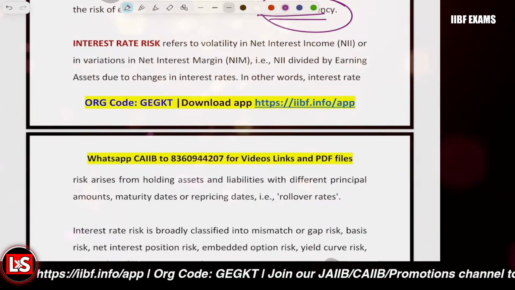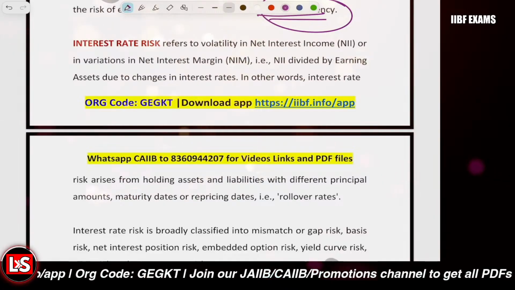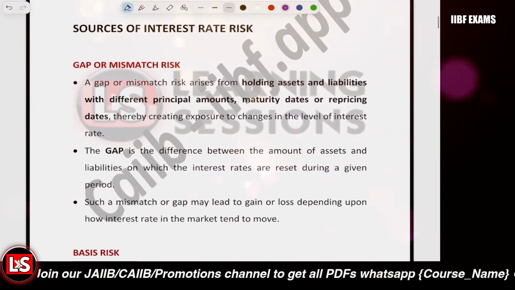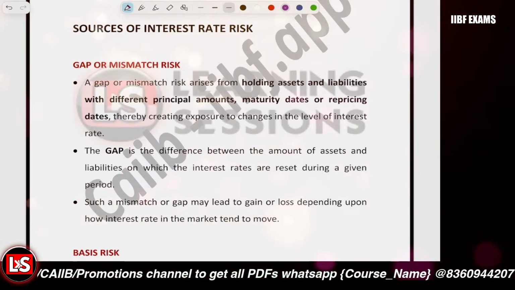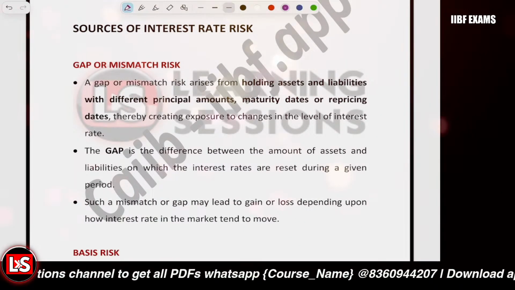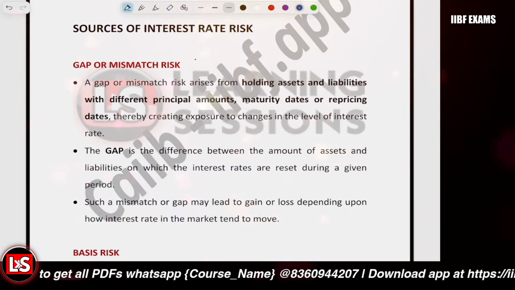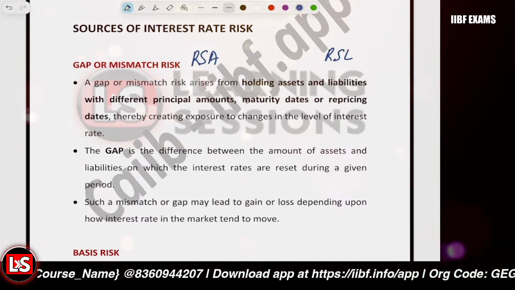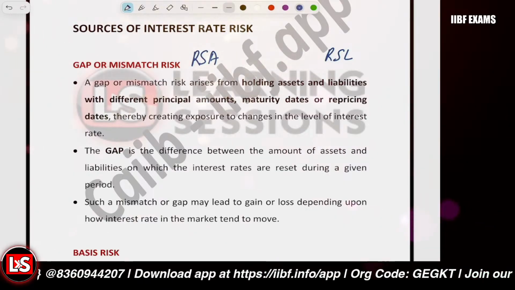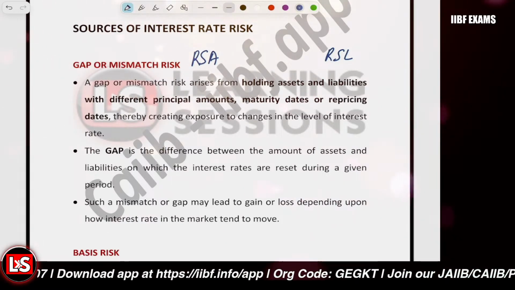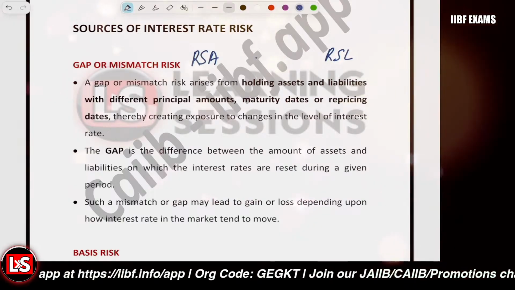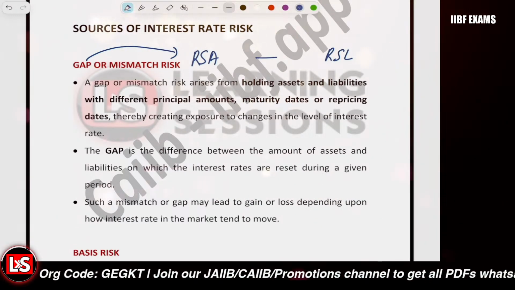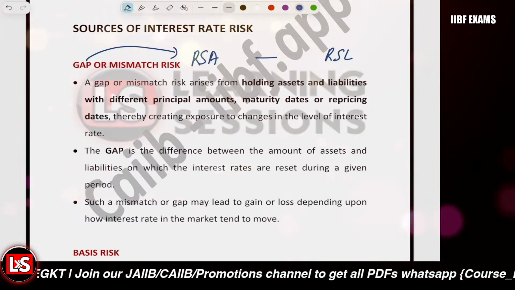So let's have a look at the types of interest rate risk. The first one is the gap risk or the mismatch risk. When we have risk sensitive assets and risk sensitive liabilities, the gap between them, RSA minus RSL, is said to be the gap. So the gap is equal to what? Gap is equal to RSA minus RSL.